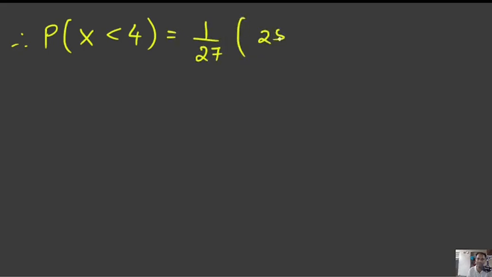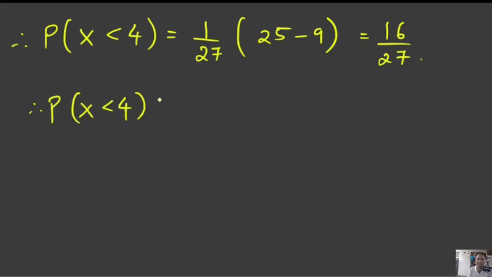Okay, so you get the value of probability P(X < 4) as 1/27 times (25 - 9), that is 16/27. So the probability X less than 4 is 16/27. Now let us calculate the expectation of X.